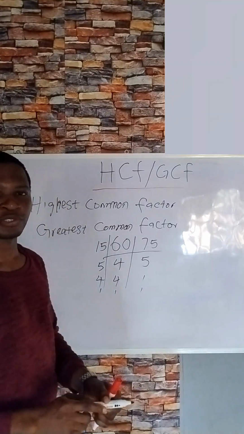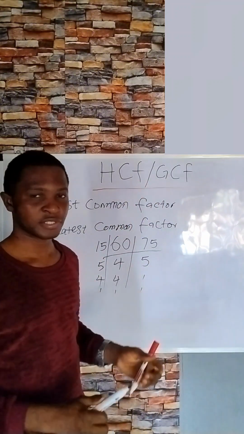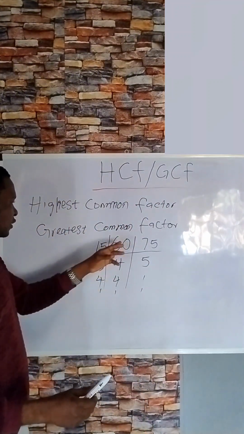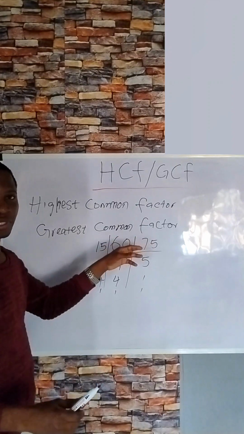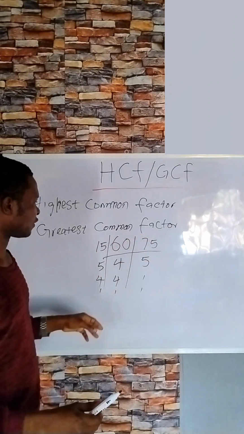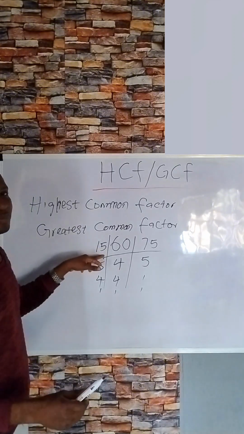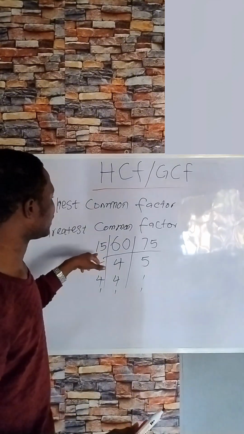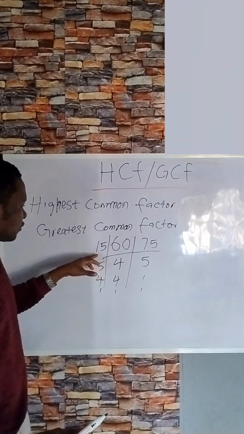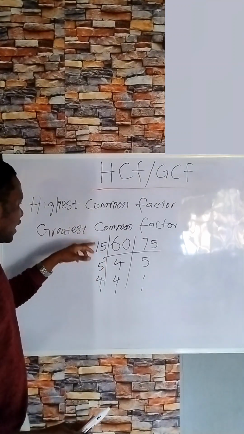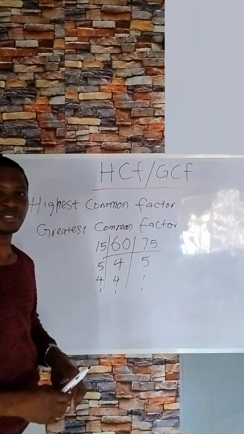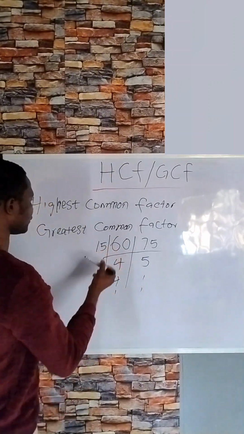So to look for the GCF or the HCF of these numbers, what you have to do is check these are the factors that can divide both 60 and 75. The highest of them is 15. So 15 is the GCF of these two numbers. This is the greatest common factor, the greatest or the highest. That is how you simply get it.